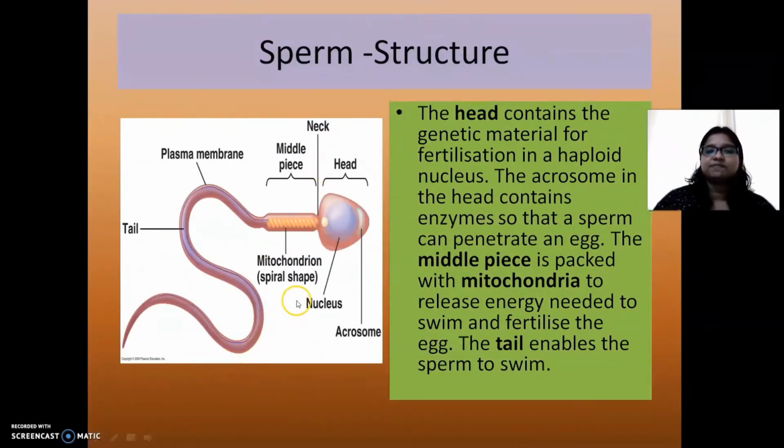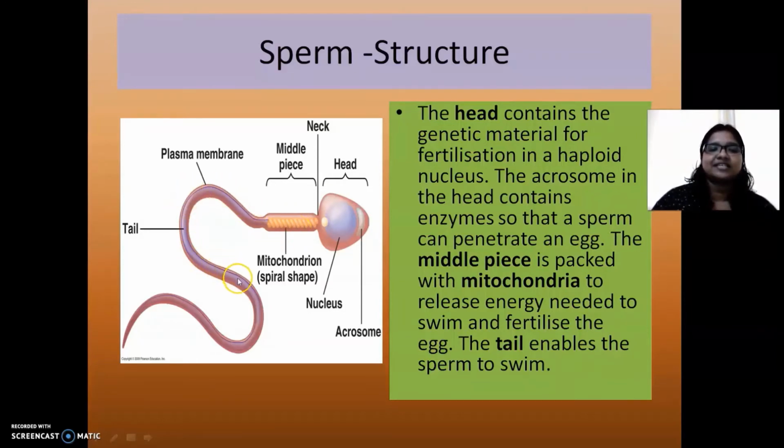Let's see the structure of a sperm. A perfect sperm has three parts: a head region, a middle piece, and a tail. The head region contains a nucleus and an acrosome. The acrosome has enzymes which help in the penetration of the sperm into the egg. The middle piece contains a spiral mitochondria, which produces energy for the quick movement of the sperms.